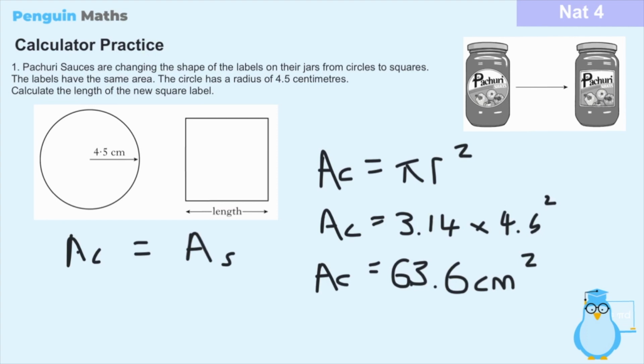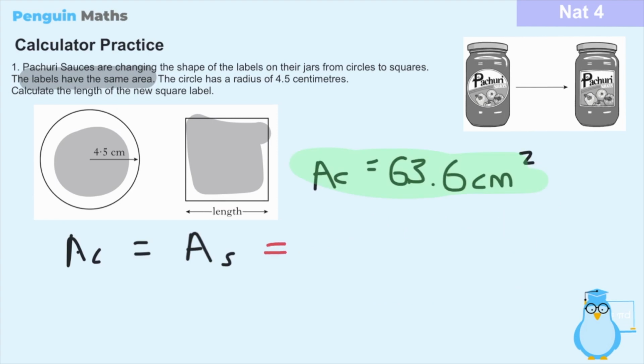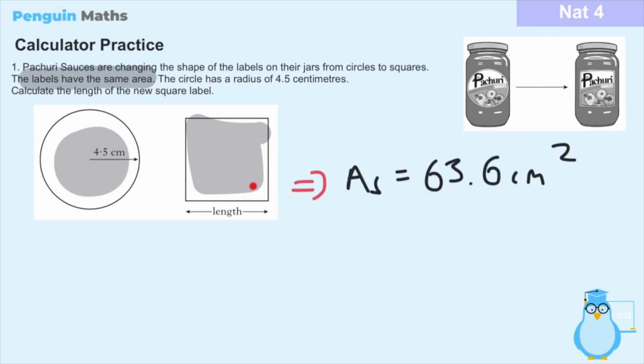So now what we have here is the area of the first jar, so the area of the circle, but the question tells us that both of the labels have the same area, so that means the area of this is equal to the area inside the square. So that means that because AC is equal to AS, we can say that AS is also equal to 63.6 centimeters squared.